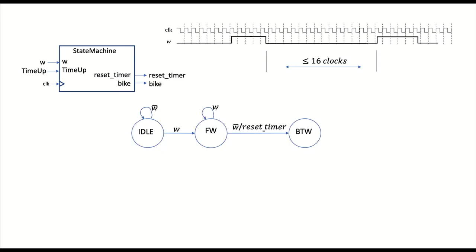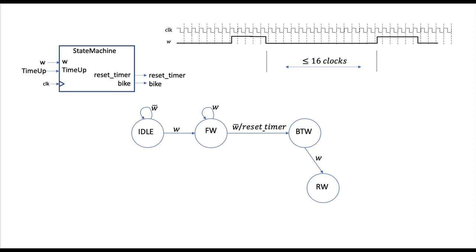Okay, so now we're between wheels. What if W goes high? Yes. No? What should I do? Yes. If it happens within 16, then it's a bike. Okay, so if I hit W while I'm still between wheels, I'm going to go to a state called rear wheel.